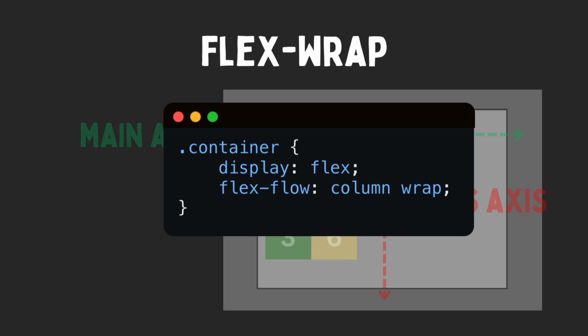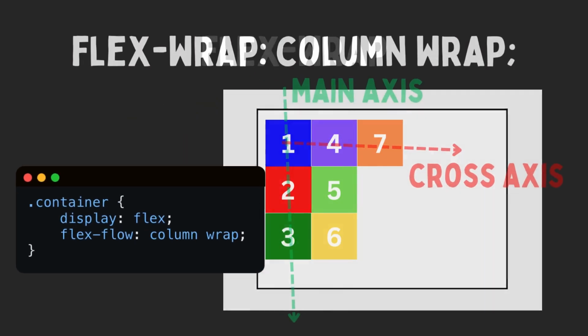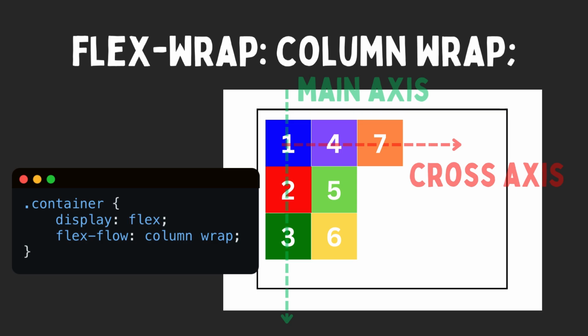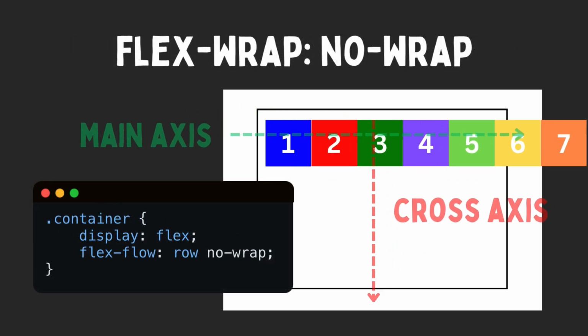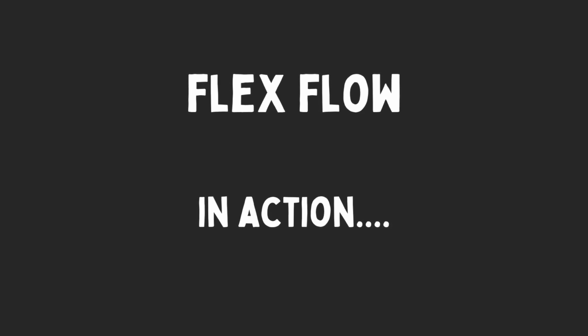You can mix and match these values. For instance, flex flow column wrap makes items flow in a column and wrap vertically. Flex flow row no wrap keeps them in a single row with no wrapping. Let's have a look at flex flow in action.